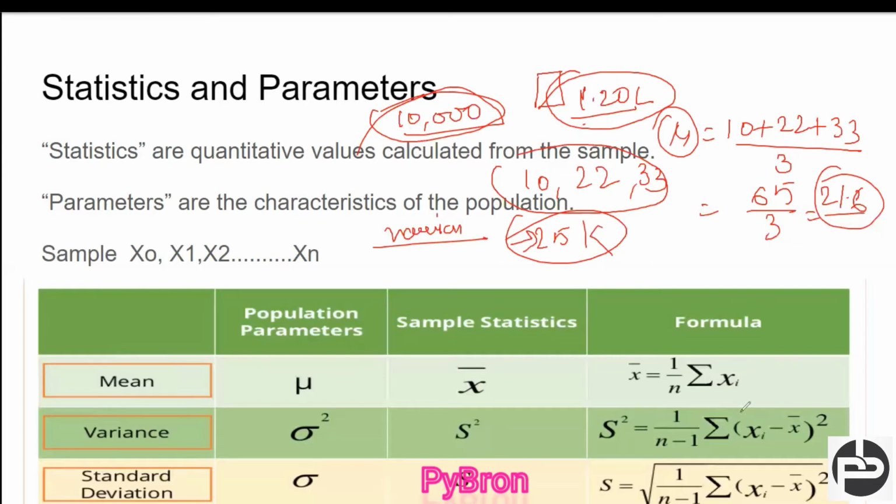Now coming to the point, why they made a square. They can calculate like this also, x minus xi. This is also a way. Why the square? Now the point is why the square.